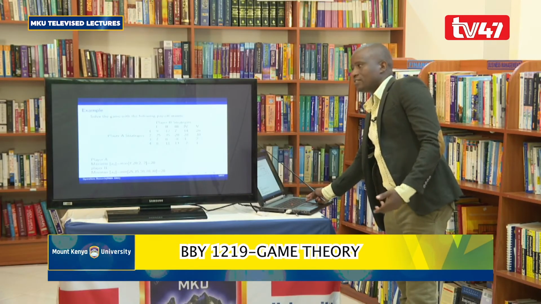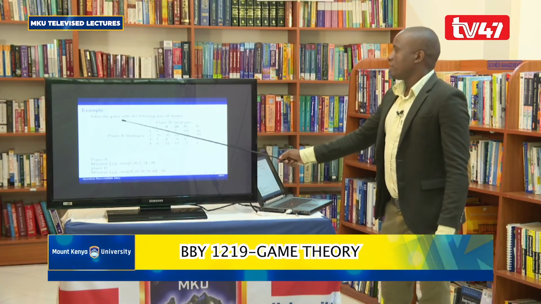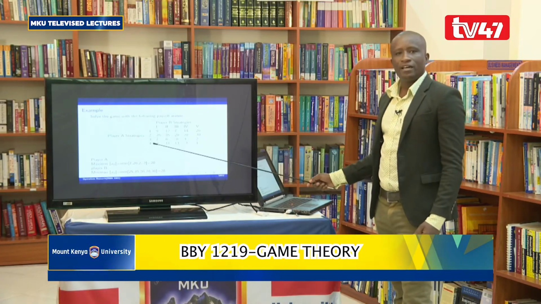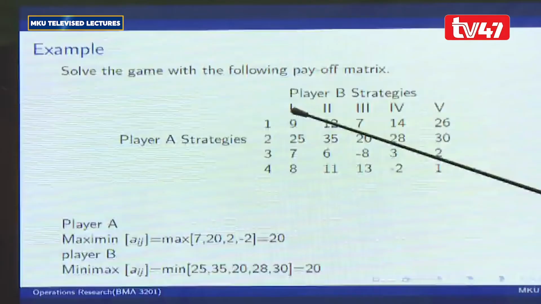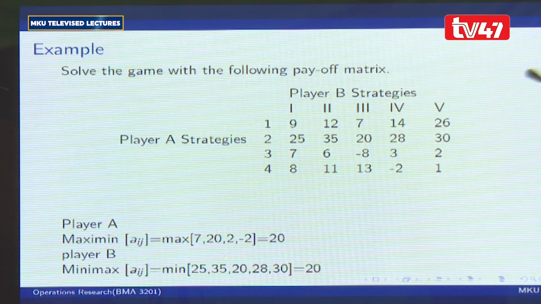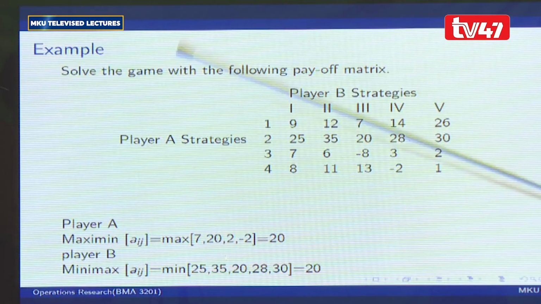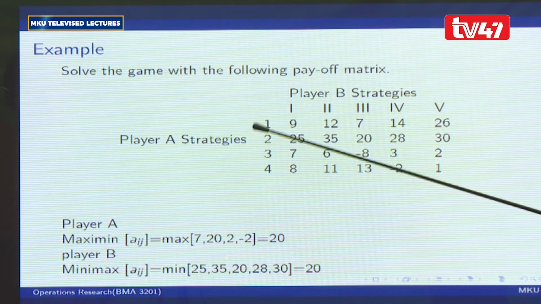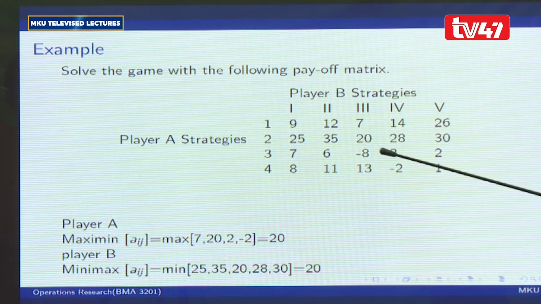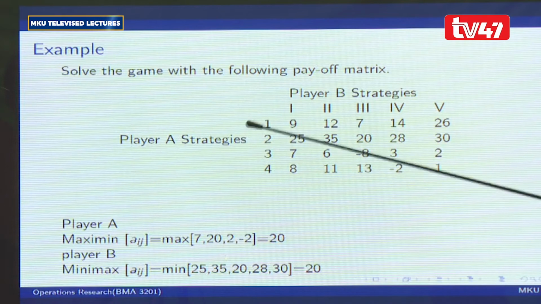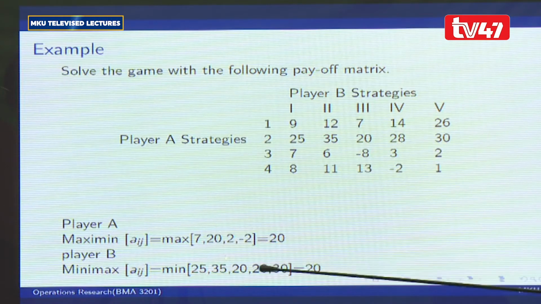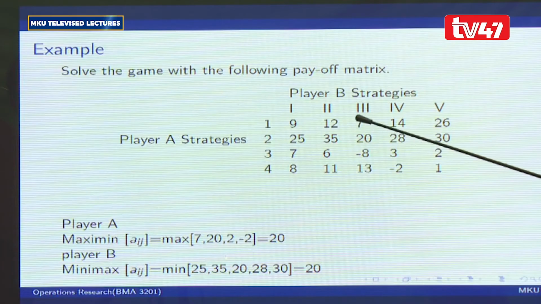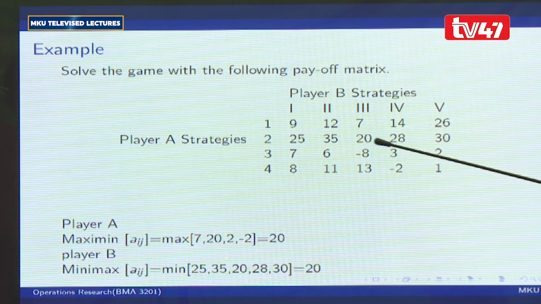We can look at an example. We have 4 strategies for player A, and in this case, we have 5 strategies for player B, with this matrix representing the payoffs for each player. Now we will apply again the maximin principle for player A. That is, get the maximum, or rather, sorry, the minimum of each row. From here we can see that the minimum for the first row is 7, then for this one is 20, and so on.